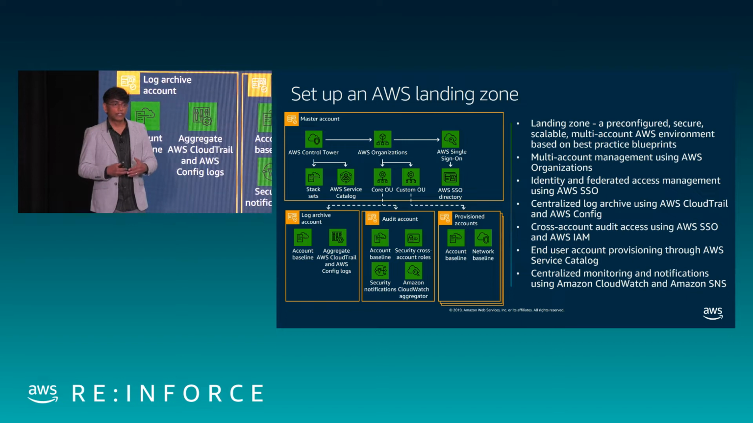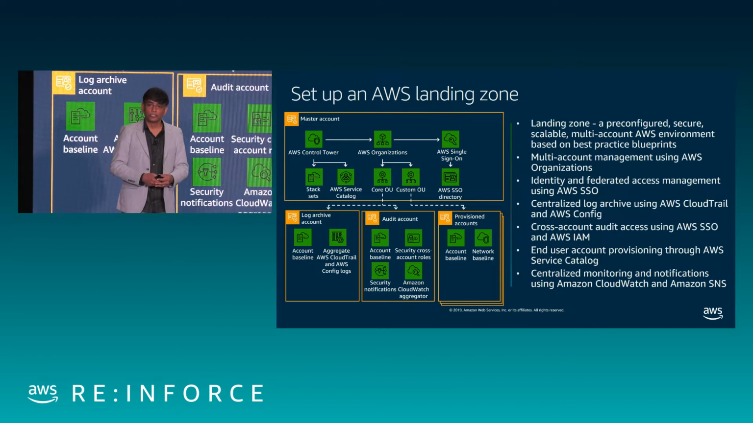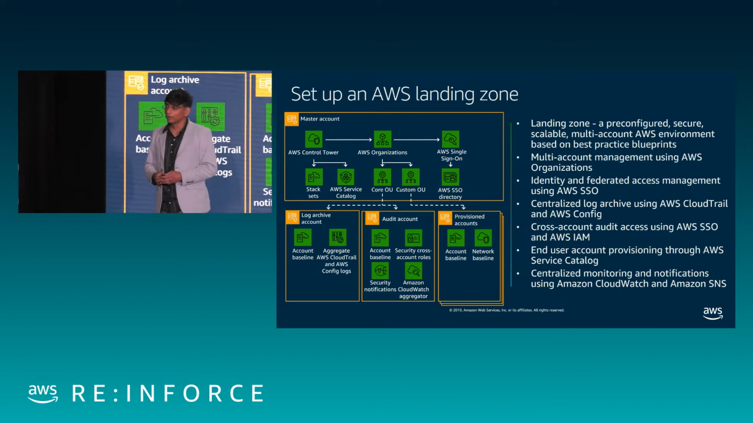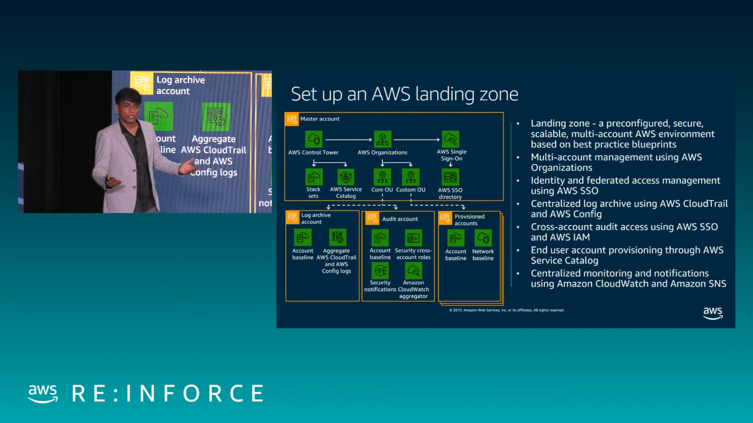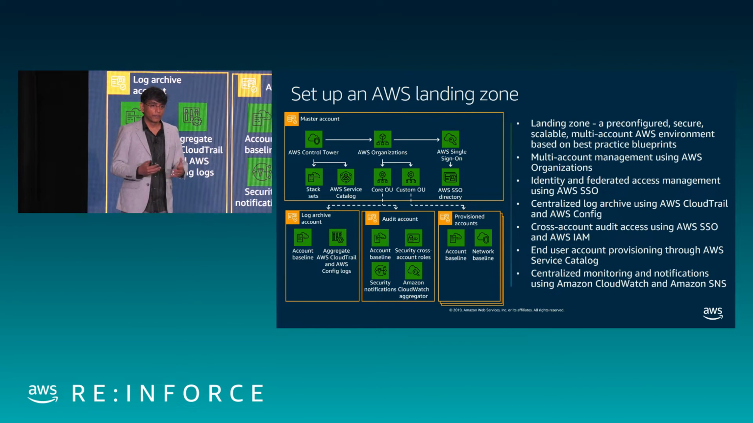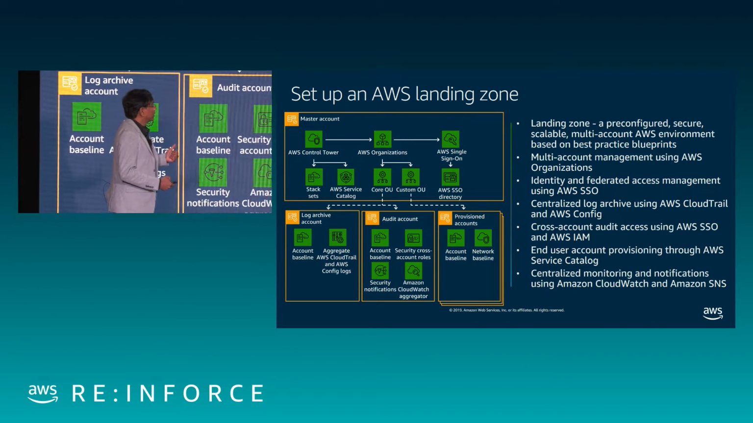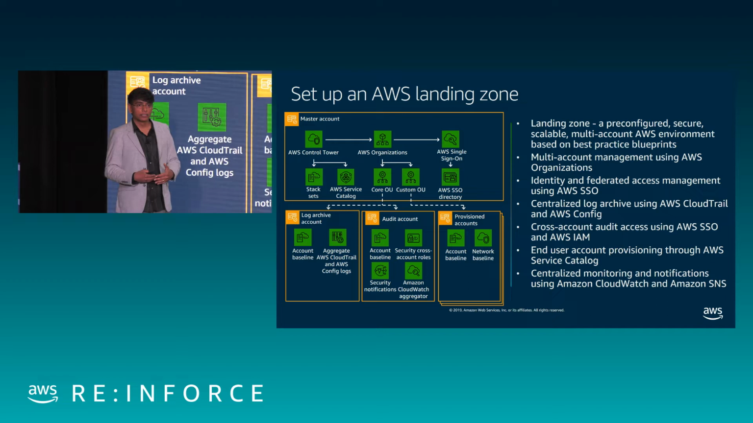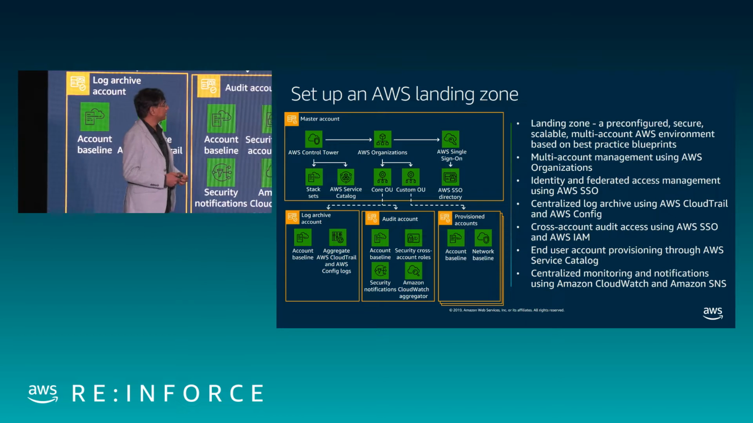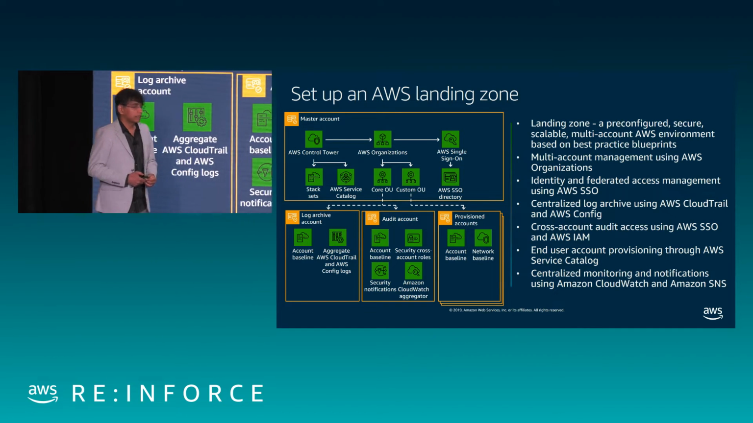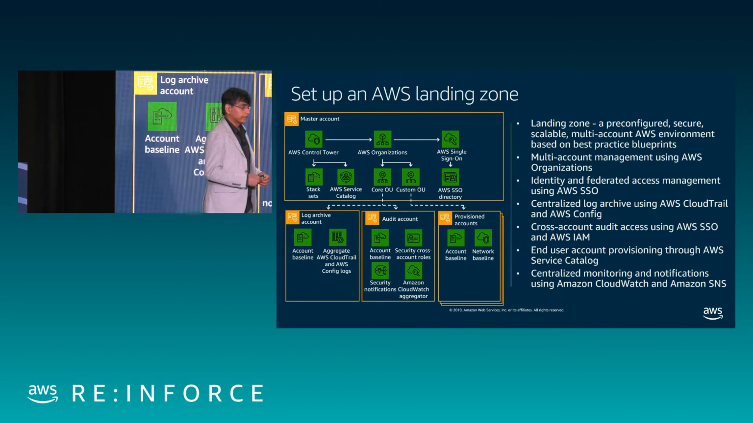A landing zone automates a lot of things under the covers, so you really don't need to work with the complexity of setting multiple services up which are needed for governance. The first thing it does is provision AWS Organizations for a multi-account structure, because that provides the foundation for how you want to organize all your accounts in your enterprise. Then the identity and federated access management is provisioned using AWS SSO, and I'll talk about these in more detail in a bit. And then it sets up a central log archive using services like CloudTrail and Config.